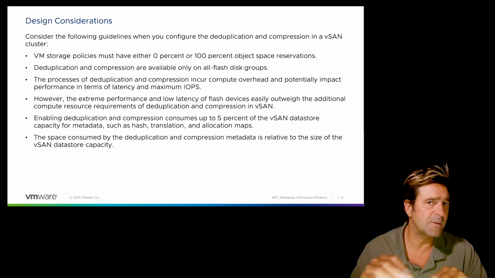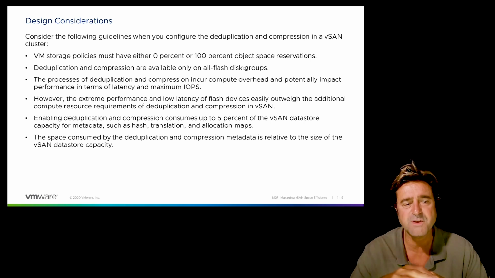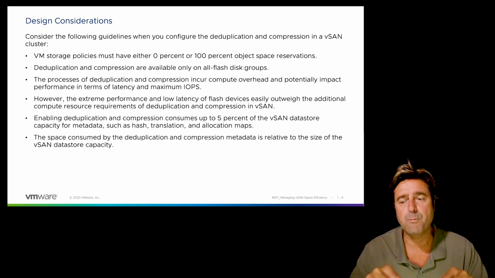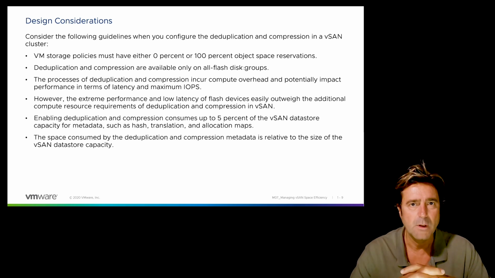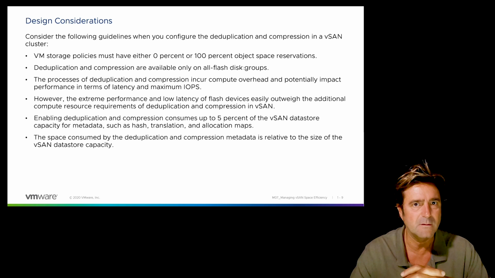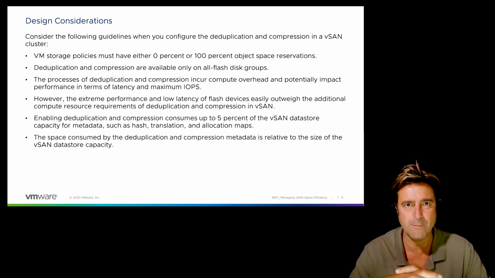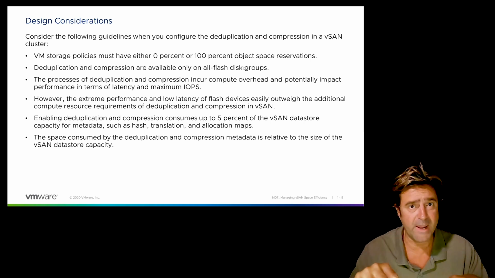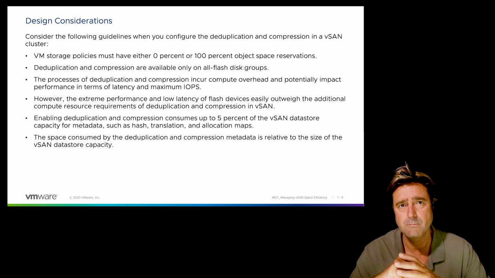And when you take a look at bullet number 3, it says the processes of the deduplication and compression incur compute overhead. That means what? You're going to have a little bit of CPU overhead. It may not be significant, but you may notice it. So before you enable dedupe and compression, you may want to do some benchmarking. Then you enable dedupe and compression, and then you compare the results.